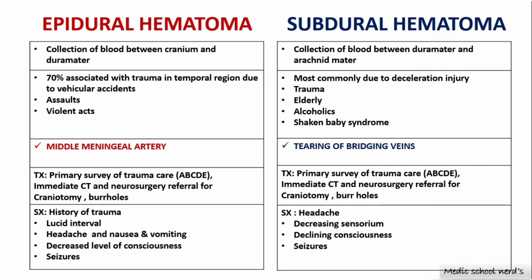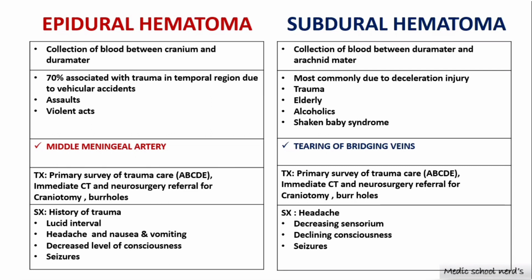If you observe, I have highlighted the epidural hematoma in red and the subdural hematoma in blue, because epidural hematoma is mostly associated with arterial blood, whereas subdural hematoma is associated with venous blood. This is due to the tearing of bridging veins. The most important thing to differentiate is that epidural is associated with the middle meningeal artery, and subdural is associated with the bridging veins in between the dura mater and arachnoid mater. So as usual, treatment would be trauma care, ABCDE, and an immediate CT scan to find out what fractures or hematoma formations there are, and next neurosurgery referral for craniotomy or burr holes immediately.